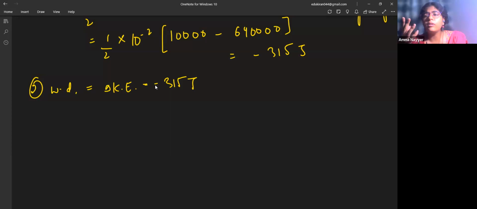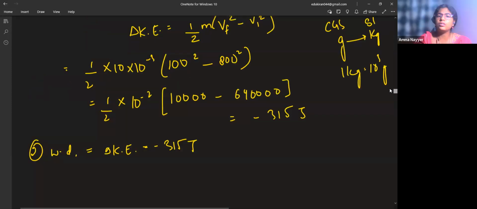This is just telling you that velocity is decreasing. Even if you forget this minus sign, just put a modulus and write that it is equal to 315 joules. The work done by the resistive force is negative, which is why it is coming negative. The opposing force, the resistive force, provides resistance. When the bullet is moving across the wall, there is certain resistance occurring in the wall. That is why we are putting the negative sign.